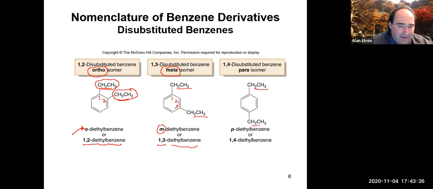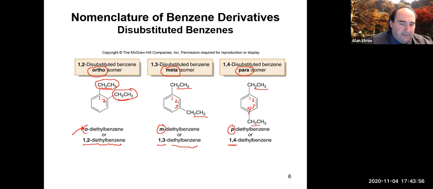Now, the 1,3 positioning along the benzene ring is what is known as the meta positioning, and also abbreviated sometimes with just M. So if you see M or you see us say meta, that means you have groups located on the benzene ring at positions 1 and 3. And lastly here, this would be 1, 2, 3, and 4. So 1,4-diethylbenzene, and the 1 and 4 positioning along the benzene ring is what is known as the para positioning, or sometimes abbreviated with just a P.